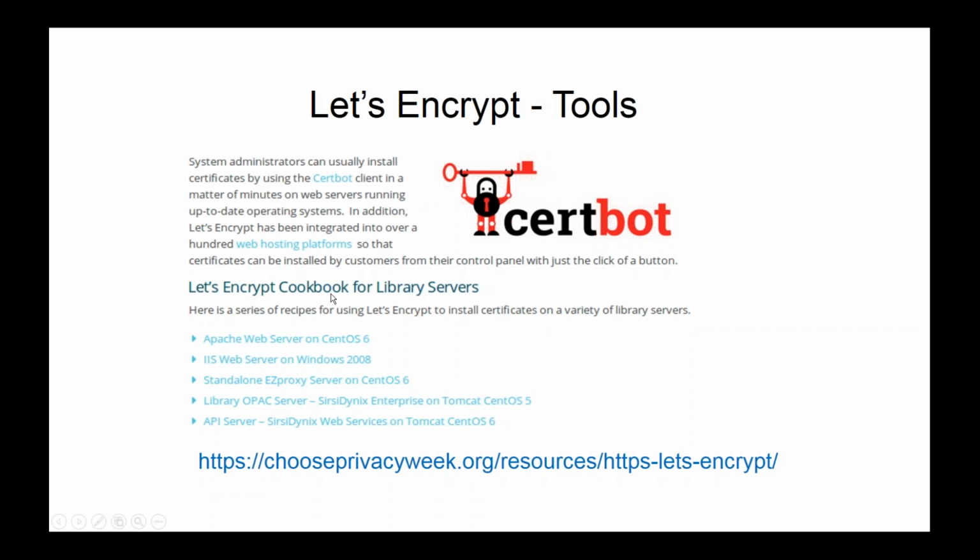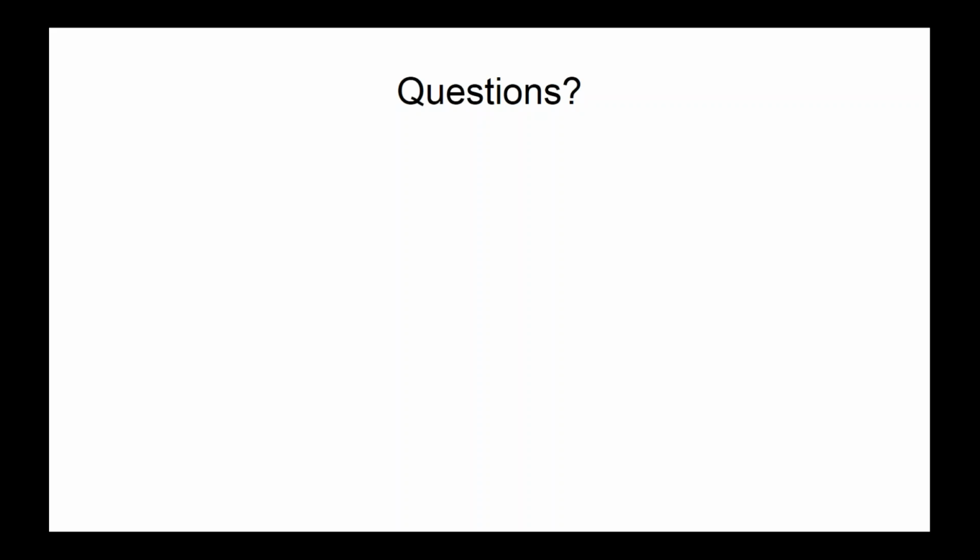So we have them for Apache server, an IIS web server, an EZproxy server, a library OPAC server, and an Apache Tomcat server for an integrated library system. So those are example recipes you can use to walk you through how to do it. Next slide.